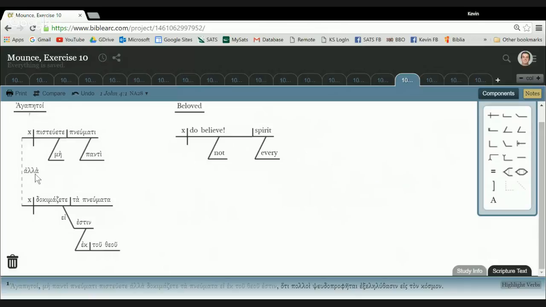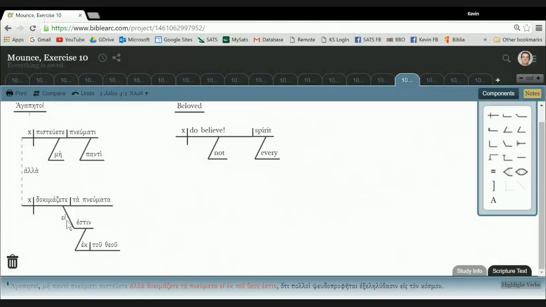We'll speed this up quickly. Alla, but, and then we've got a parallel phrase. So I come back to it here. Alla, dokimazete means test. Ta pneumata, the spirits. This is accusative plural, so you can see I've put it in the direct object role. So it's again imperative. So do not believe every spirit, but test ta pneumata, the spirits. You can see pneumat, and then the alpha is the case ending for the accusative plural, nominative or accusative plural.